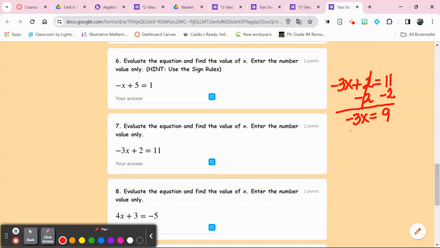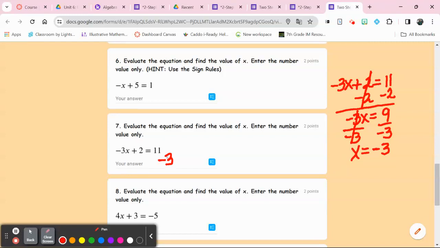The opposite of multiply is divide by negative 3. We always bring our negatives with us when we multiply and divide. On this side, that gives us 1x or x. And on this side, we have 1 negative. And when we're multiplying or dividing, 1 negative gives us a negative answer. And we have negative 3. So the answer to that would be negative 3.